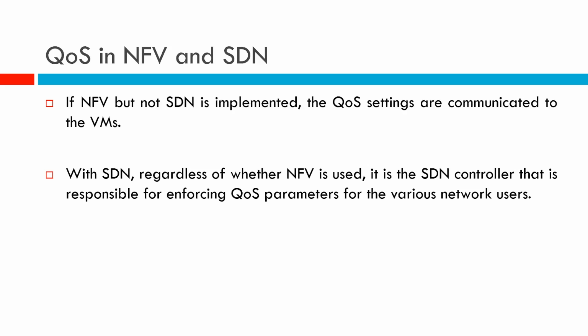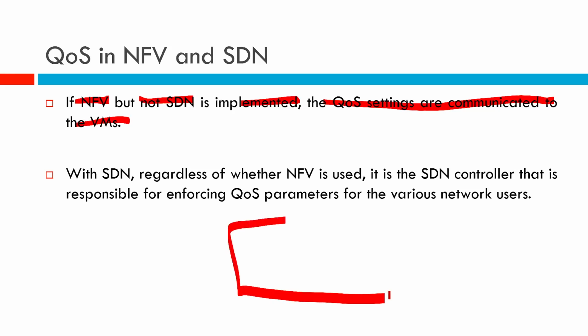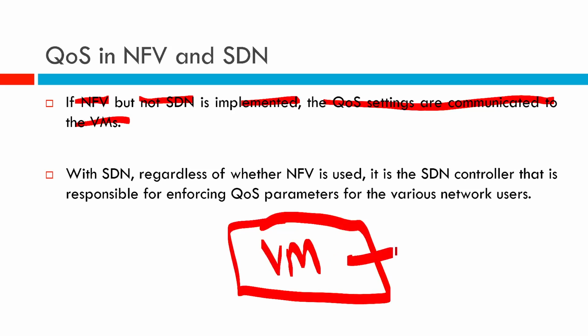Also, if NFV but not SDN is implemented, the quality of service settings are communicated to the VM. So it is the VM we consider more for quality of service. With SDN, regardless of whether NFV is used, it is the SDN controller that is responsible for enforcing quality of service parameters for the various network users. So the VMs, virtual machines, use quality of service.